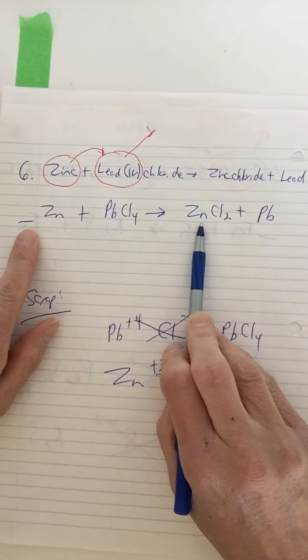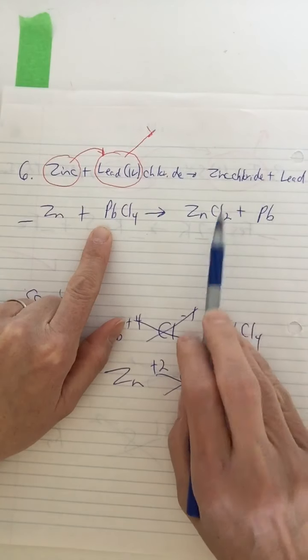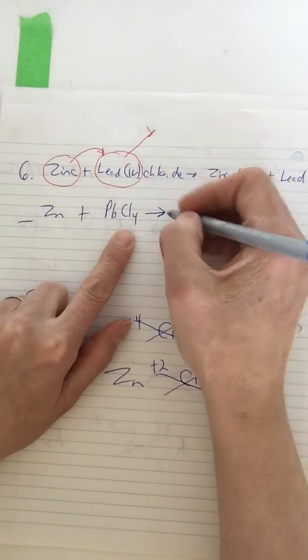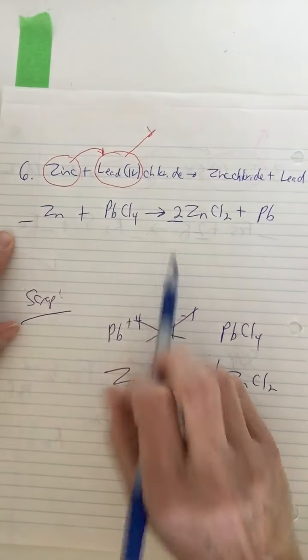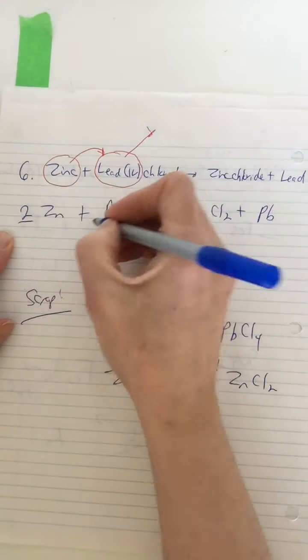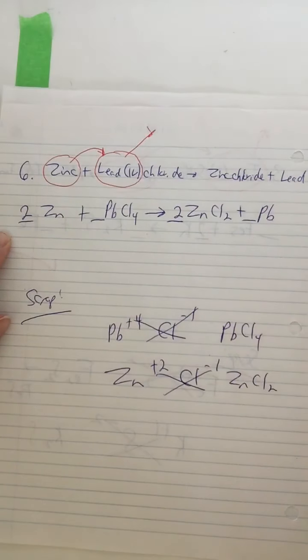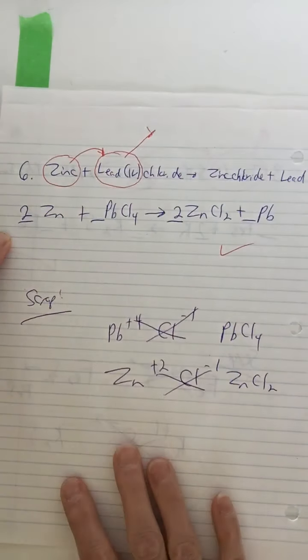1 zinc, 1 zinc, 1 lead, 1 lead, 2 chlorine, 4 chlorine. So if I make this side 4 chlorine, I've made that 2 zinc, and I got to put a 2 here. Okay? And we're balanced. Boom. Done. Okay? So hopefully this makes sense to you.